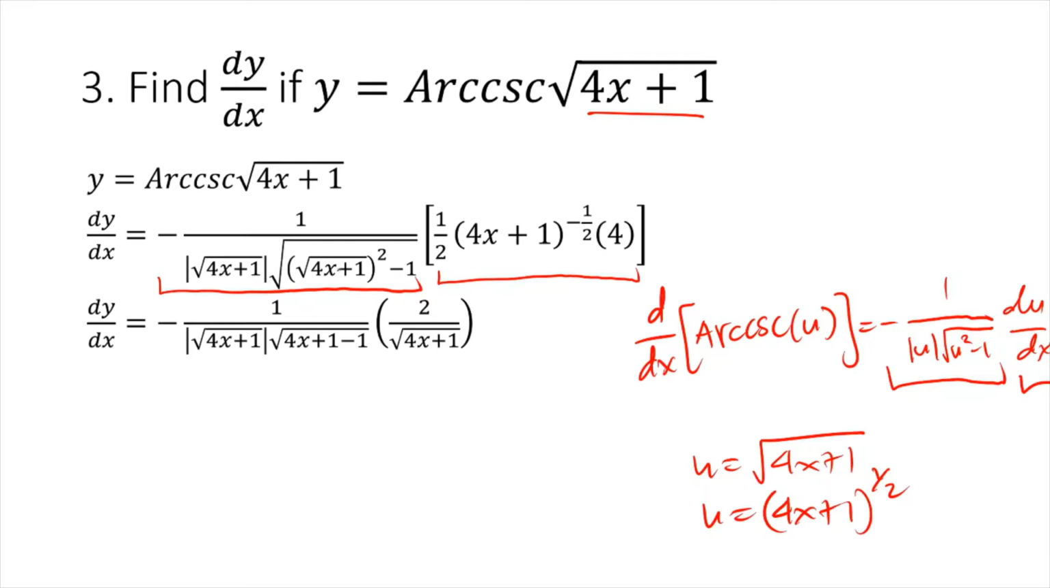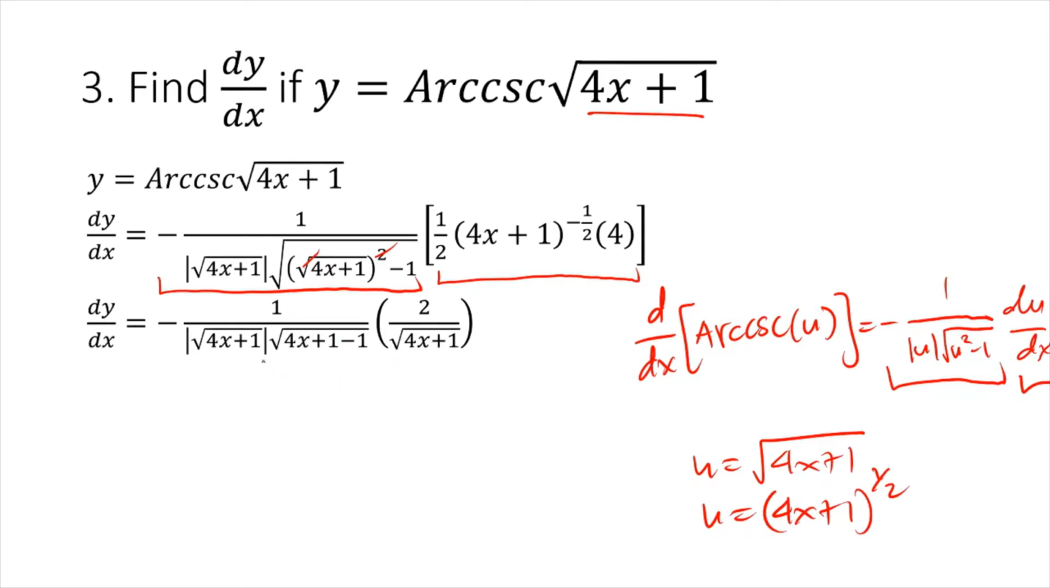We'll get negative 1 over absolute value of square root of 4x plus 1. And then inside this radical, this cancels out, right? So the result is just 4x plus 1 and then minus 1, okay? And then here we can divide 4 by 2, so we get 2. And then convert this negative exponent to a positive exponent, so we have to transfer this to the denominator and express it as a radical. So 2 divided by square root of 4x plus 1.